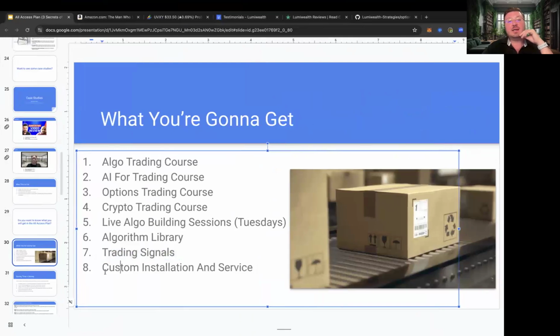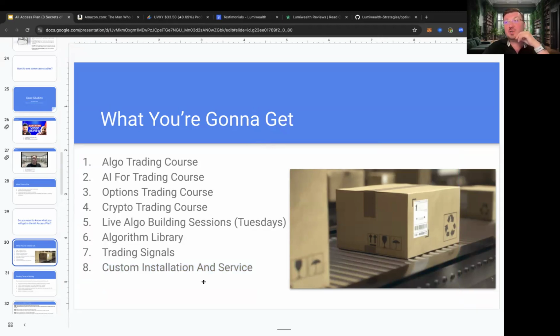Then you also get a custom installation service. If you want us to set these things up for you, make sure that they're running properly, and monitor them for you, we can do that as well. One thing I did include here is that you also get one-on-one support. I think that's inherent in this. If you need help with anything, we're always ready to jump on a call and help you out. You're not left alone. It's not self-service where you go off on your own. We will help you through the whole process. We'll set this whole thing up for you. We'll get you through all of this.